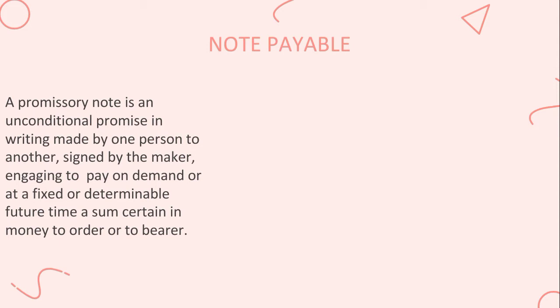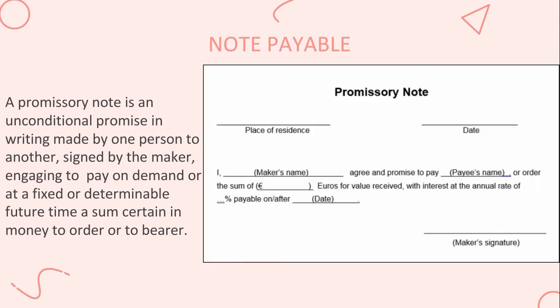So, a sum certain in money, to order or to bearer. On the right side, we have our promissory note. This is an example of a promissory note. I just downloaded this one from Google. There are a lot of forms or formats of promissory notes, so this is just an example.